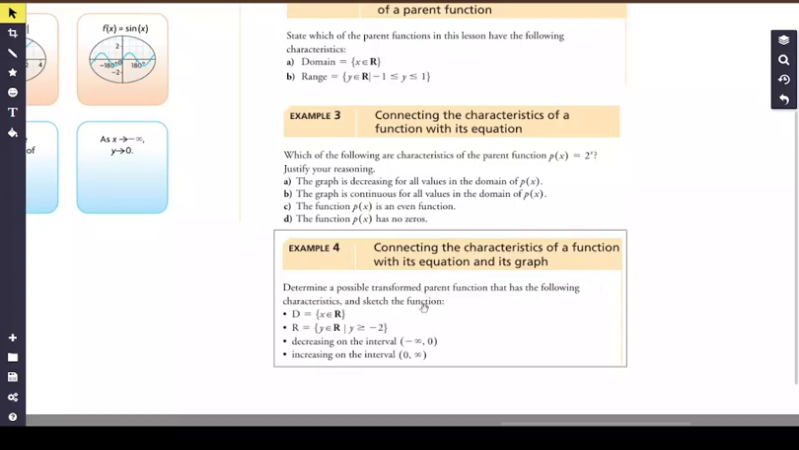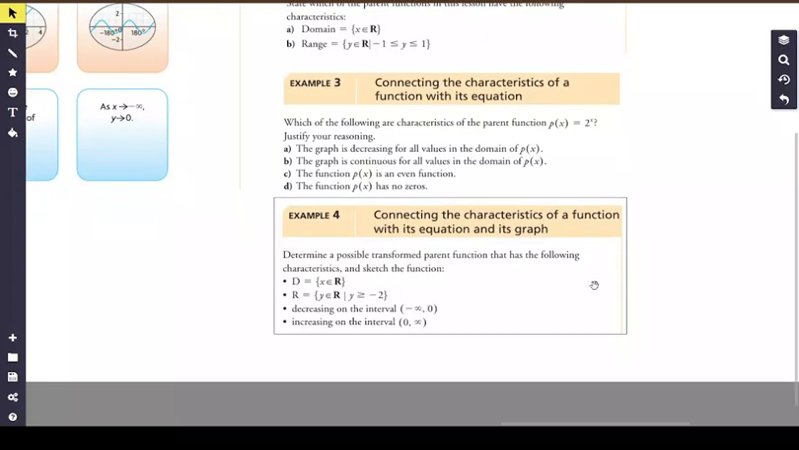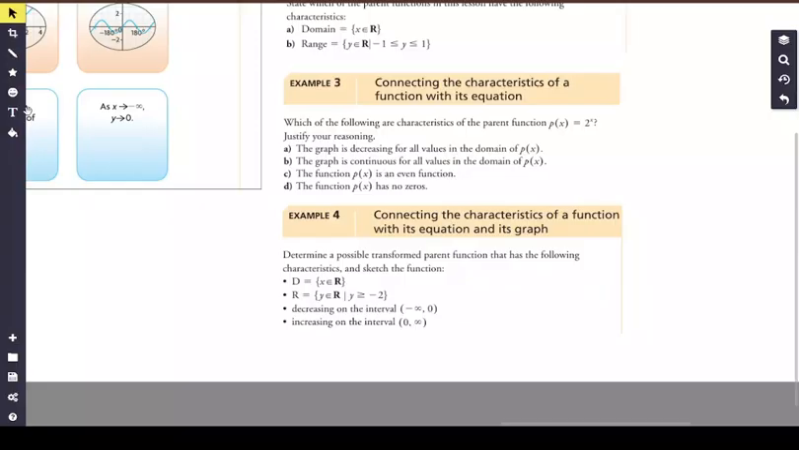And last, let's go ahead and do example 4. Connecting the characteristics of a function with its equation and its graph. Determine a possible transformed parent function that has the following characteristics and sketch the function. Right away we see the domain. Okay, x equals all real numbers. Does that help? Not really. Every function pretty much has a domain similar to this. So let's try something else.